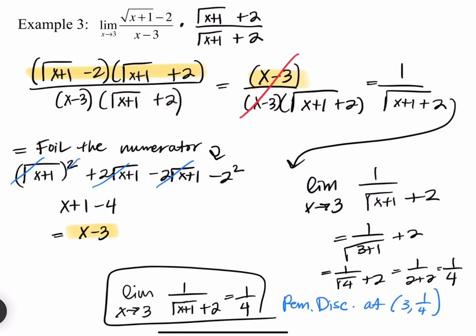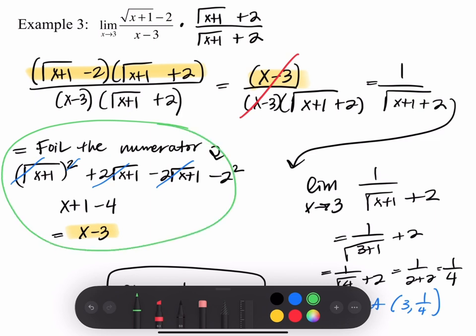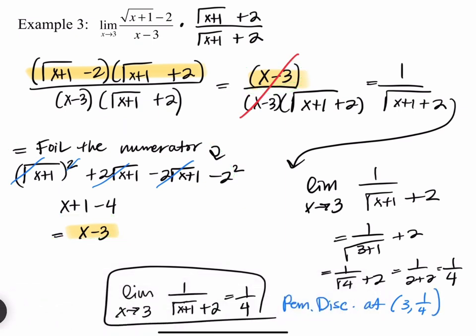Alrighty, everyone. Feel free to pause, compare your work, check your work. I multiplied by the conjugate of radical x plus 1 plus 2. And then I FOILed the numerator. And here is my work of foiling the numerator. My numerator became x minus 3, so I plugged it into here as my new numerator. And then the x minus 3 simplified out. I was left with 1 over radical x plus 1 plus 2. And then I used direct substitution to evaluate my limit as x approaches 3. My final answer for the limit was 1/4, which makes my removable discontinuity at 3, 1/4.